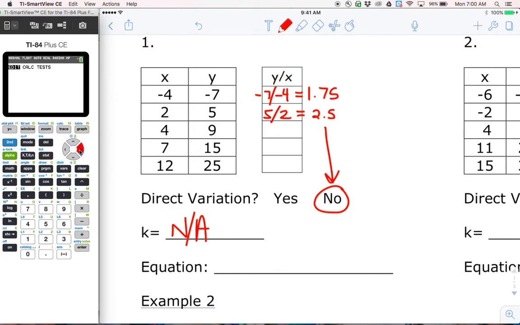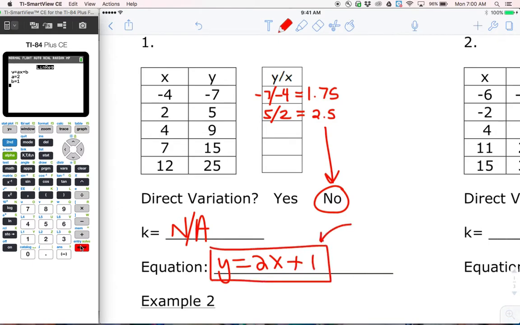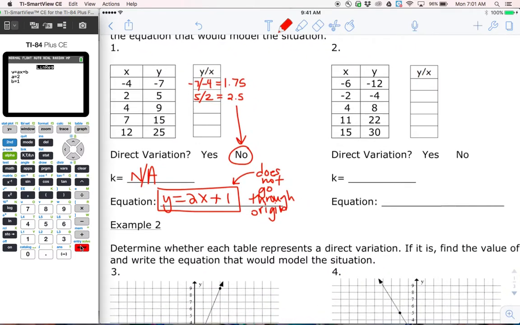Stat edit, stat calc, option 4. Click enter a bunch of times. All right, so we're getting the equation y equals 2x plus 1. Kind of makes sense. It's not direct variation, so I'm going to say it does not go through the origin. This has a y-intercept of 1 instead of 0, so it's not going to be direct variation. It's still linear, it's still a good function, it's just not direct variation.